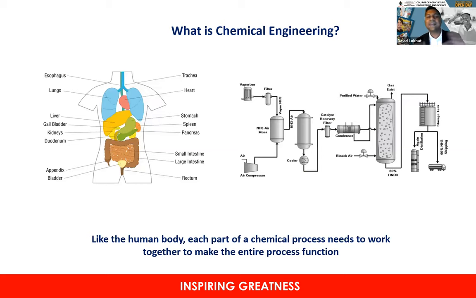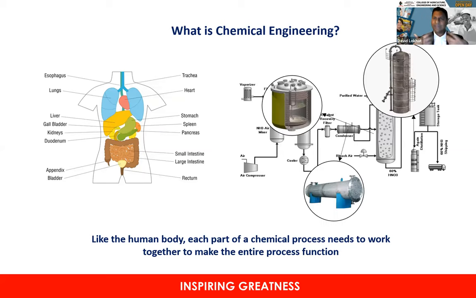So in some ways, it's like the human body. Each part of the chemical process needs to work with, and it needs to interact, and it needs to talk to the other parts in order to make the entire process function. So, you know, you can't have a human body functioning without the lung, without the heart, or others. And chemical engineers will have this kind of intimate knowledge of how each one of these individual parts works. And these are the unit operations that I spoke about earlier. But beyond that, they'll also understand how they work together, how they interact with each other.